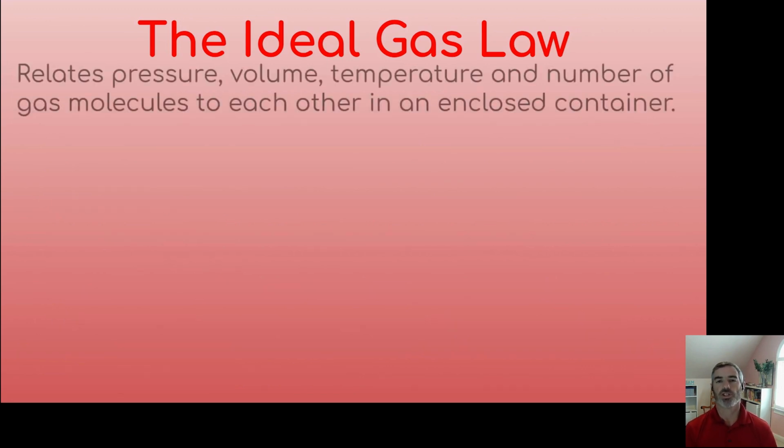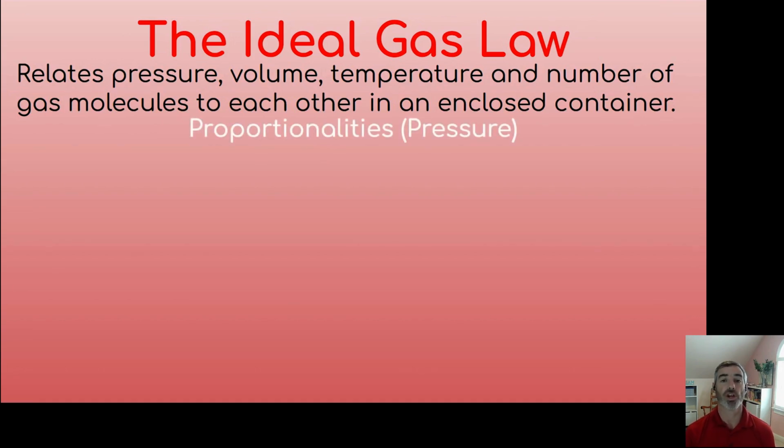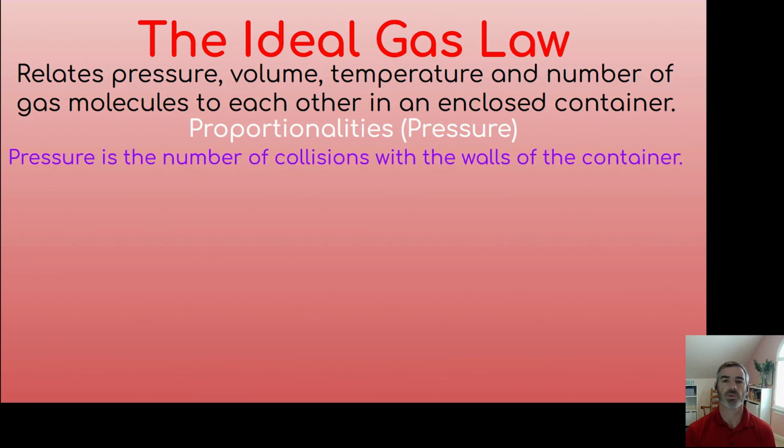Now we're going to look at the relationship between pressure, volume, temperature, and the number of gas molecules in an enclosed container. So we're going to look at proportionalities for pressure first. Let's define what pressure is. What causes pressure inside of a container is collisions of the gas molecules with the sides of the container. The more frequently the gas molecules collide with the sides of the container, the higher the pressure, and vice versa. The lower the pressure, the fewer collisions.